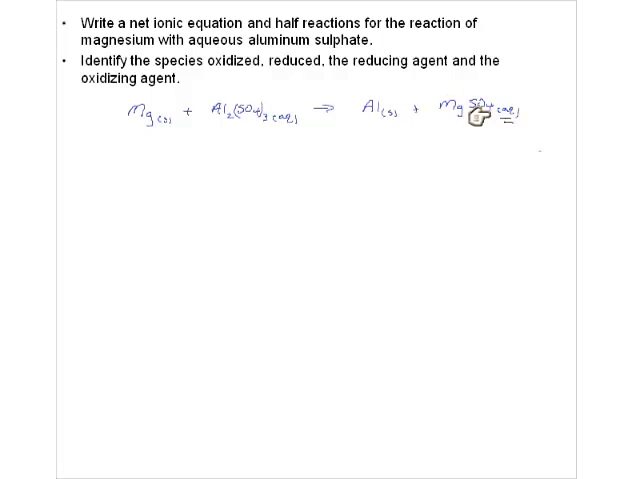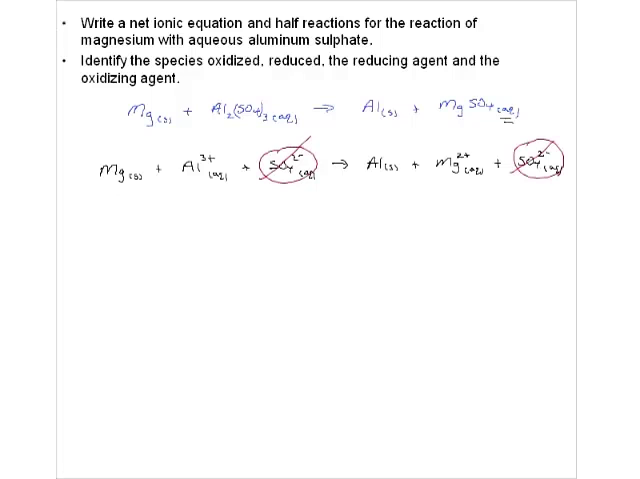Anything that's aqueous, we dissociate. So we write the dissociated total ionic equation. And we're saying, okay, can we cross out any spectators? Absolutely. In this case, it's sulfate again. It does not change. Same thing before and after. What we do then is we would rewrite the net ionic equation. So this is magnesium solid reacting with aluminum ions to produce aluminum and magnesium ions.